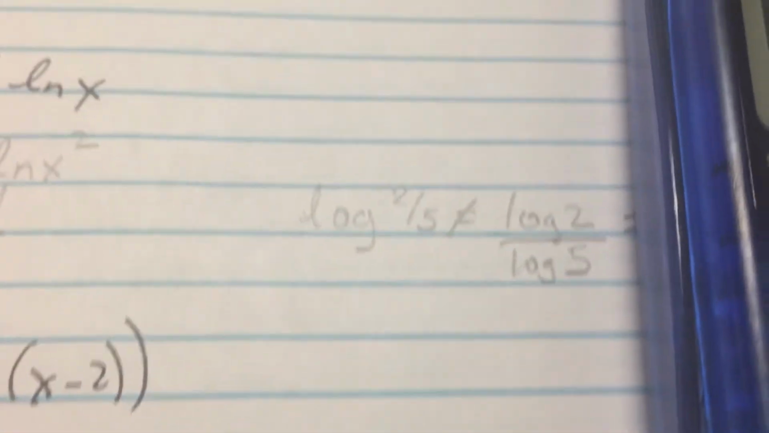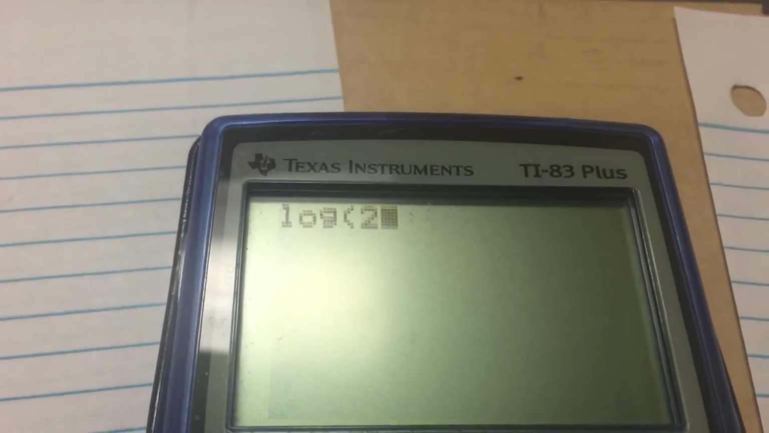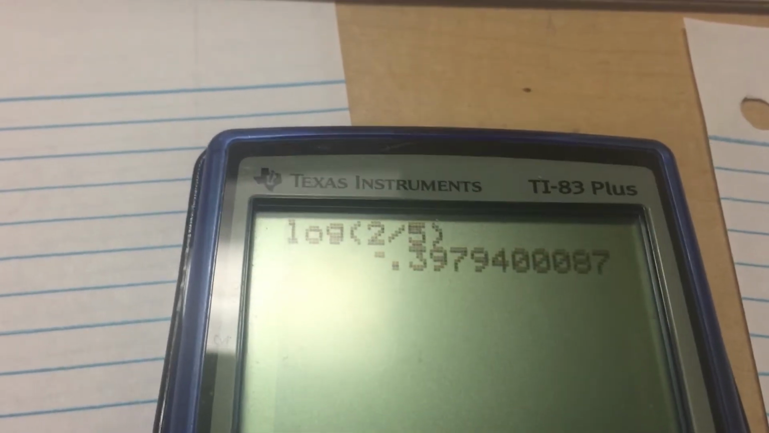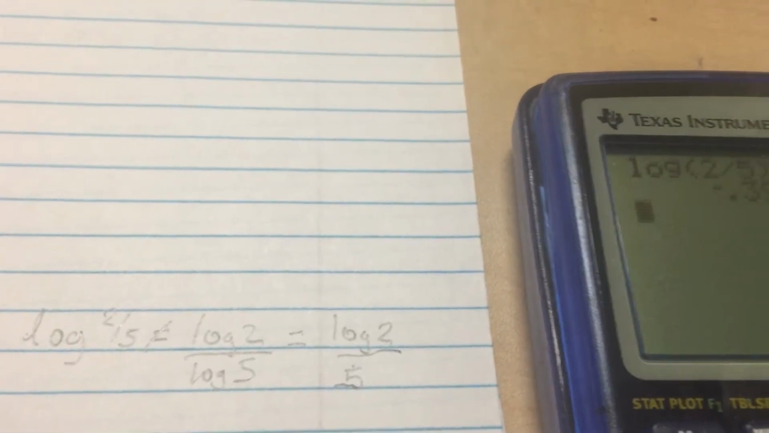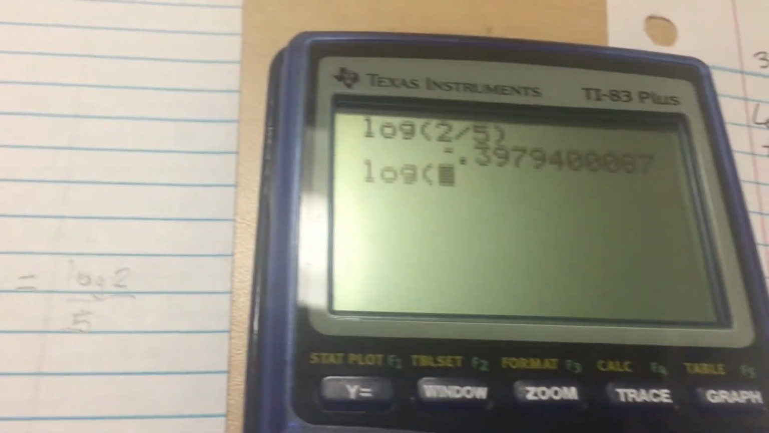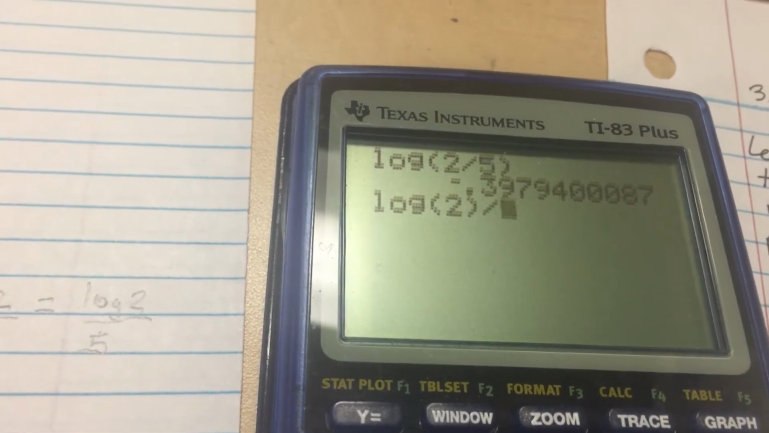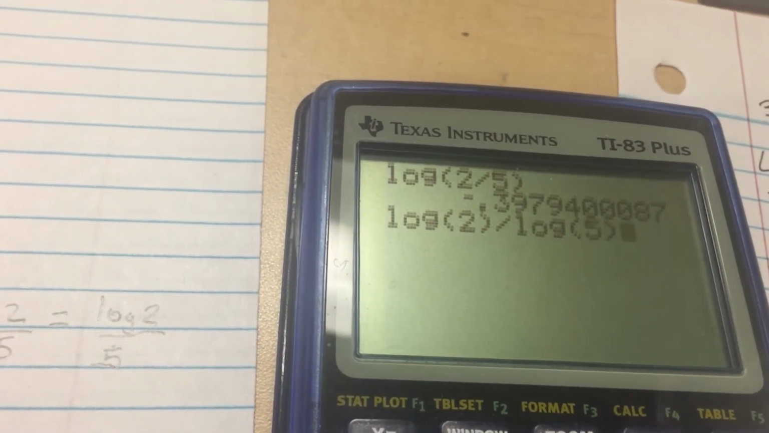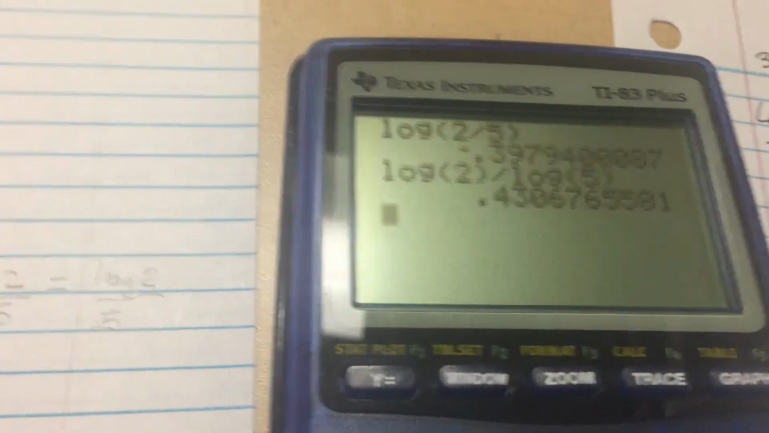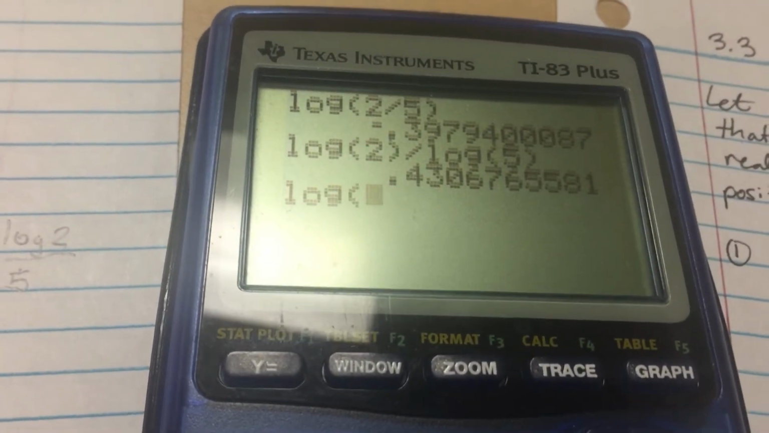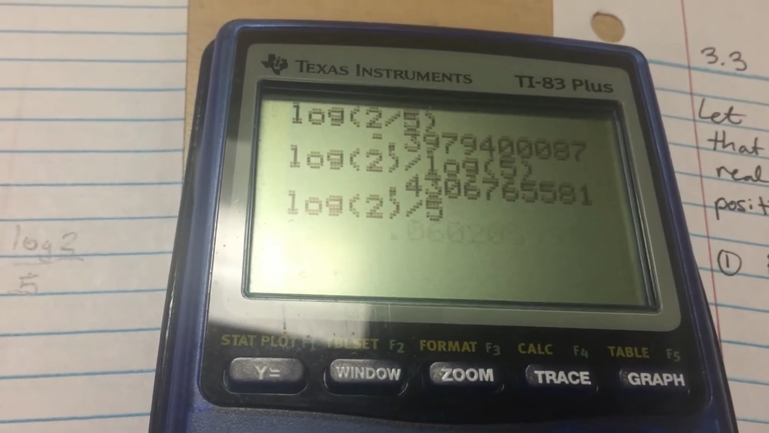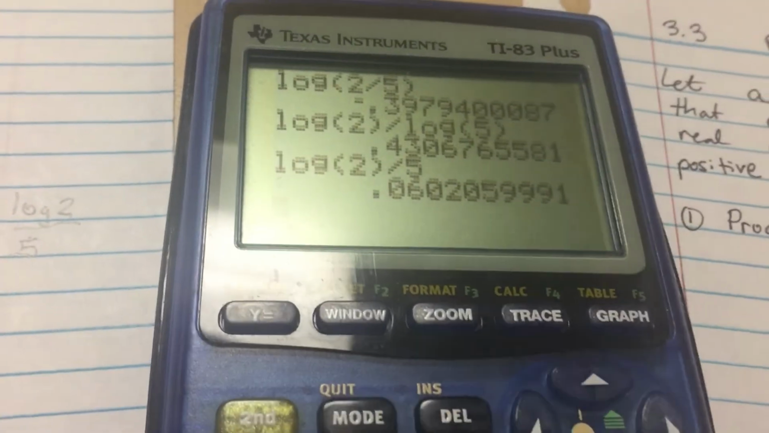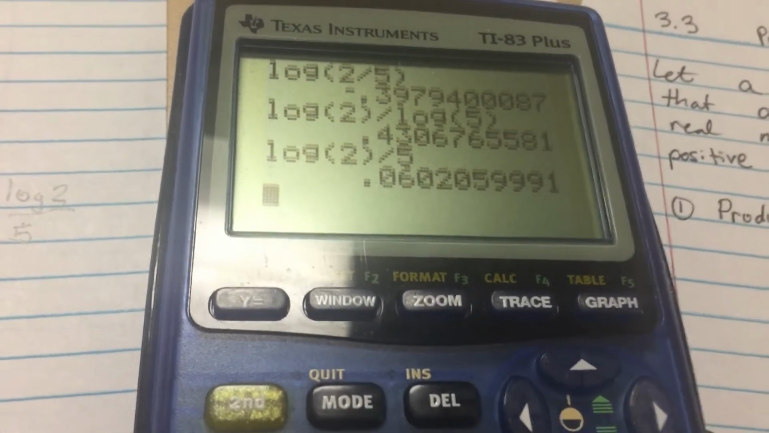Lucky for me, I do have a calculator. So if I type in log of 2/5, notice it gives me a negative number. Awesome. The next one we said log of 2 divided by log of 5. So log of 2, close parentheses, divided by log of 5. Notice it gives you a positive answer. And last but not least, log of 2 divided by 5. Notice that all three of them gave you a different answer. So it does make a difference.